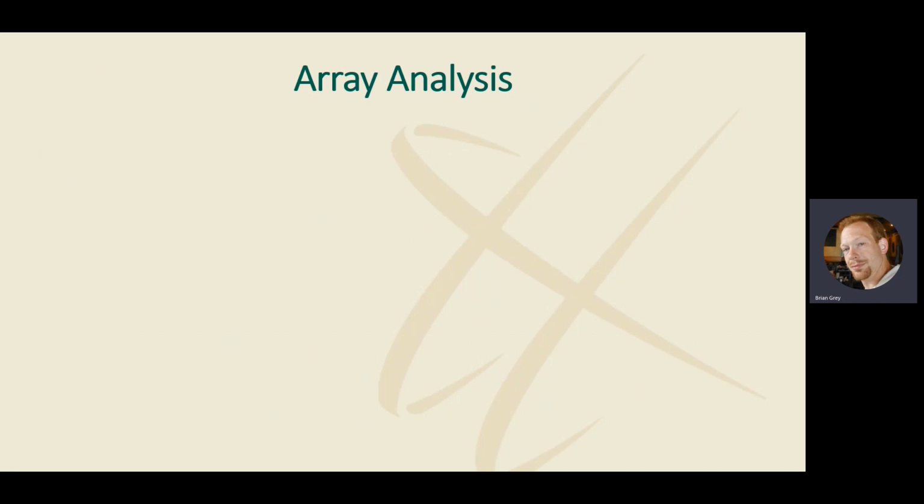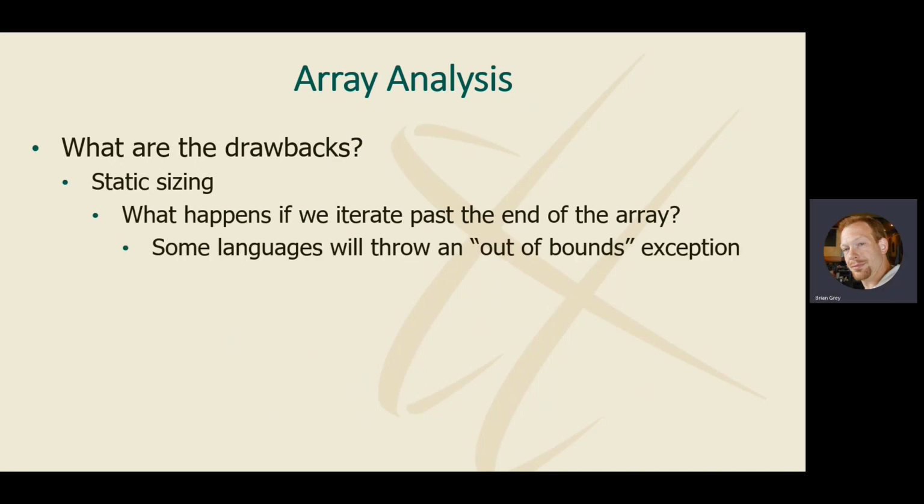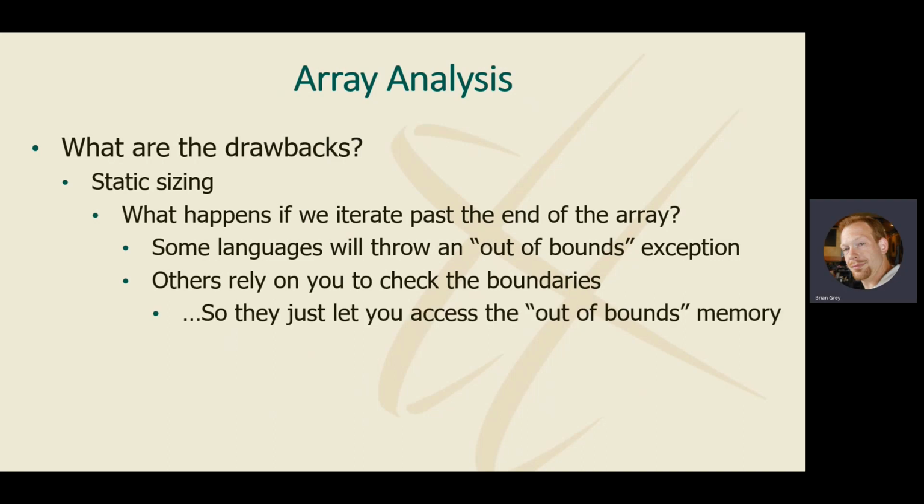There are downsides. There's always downsides, right? Anything with a benefit has a cost. And one of the big ones is the static sizing. Okay. What happens if we iterate past the end of an array? Well, it depends. Some languages say it's out of bounds. Others rely on you to check the boundaries, right? And then if you don't, they just let you access out of bounds memory, which is not great. That's called a buffer overrun.